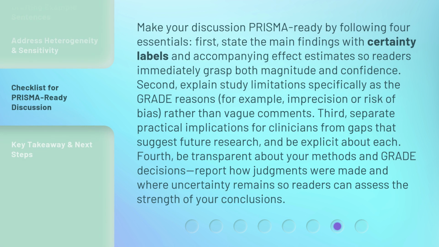Make your discussion PRISMA-Ready by following 4 essentials. First, state the main findings with certainty labels and accompanying effect estimates so readers immediately grasp both magnitude and confidence. Second, explain study limitations specifically as the GRADE reasons, for example, imprecision or risk of bias, rather than vague comments.